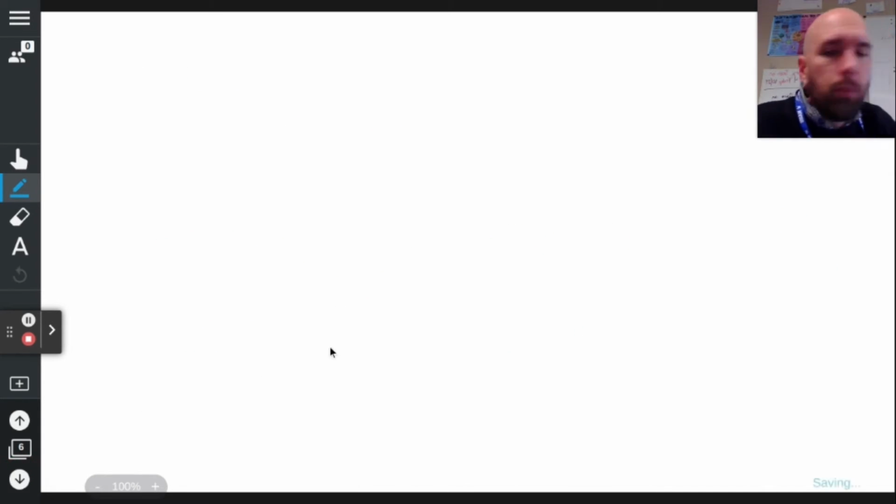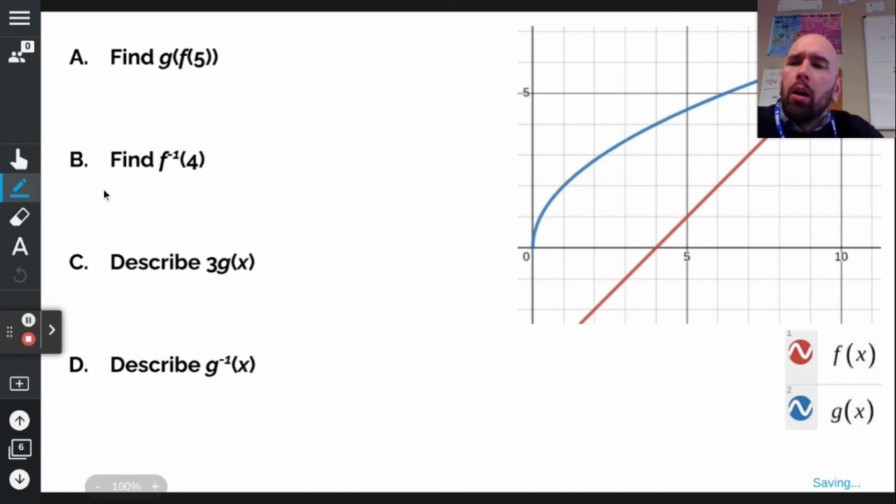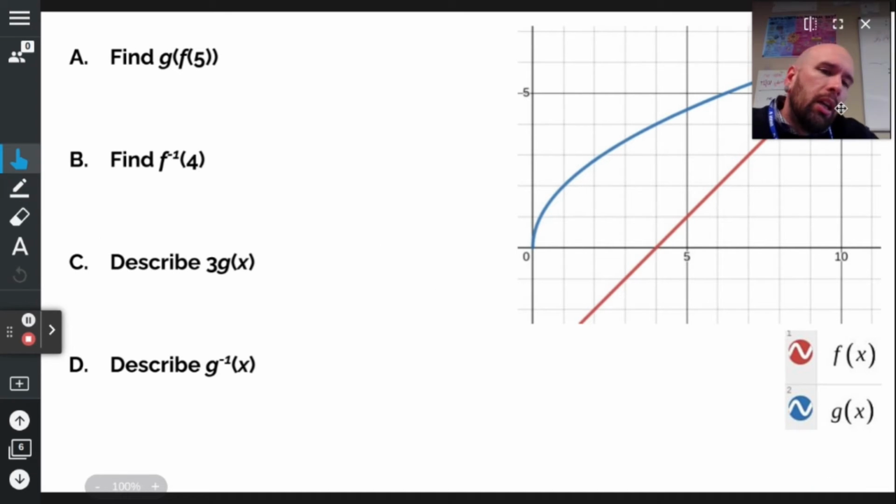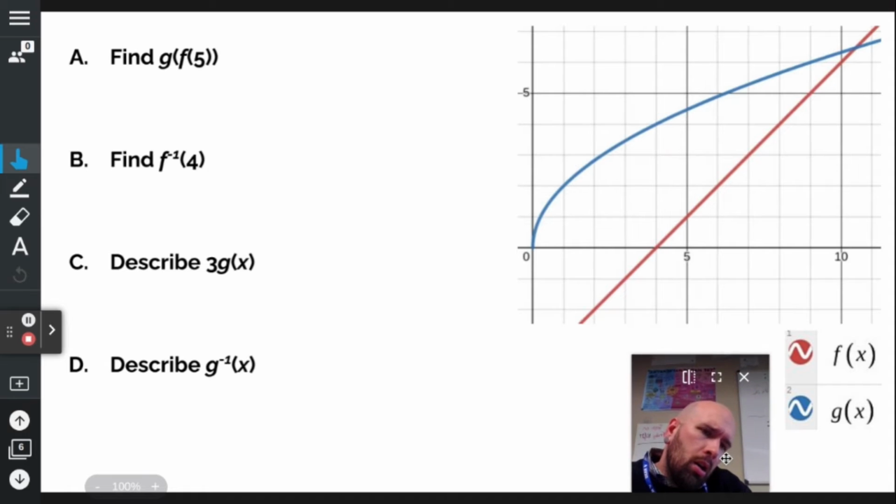Gross. All right. Let's move my face again. F of x is red. G of x is blue, just like roses and violets.